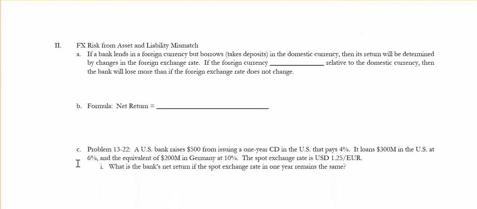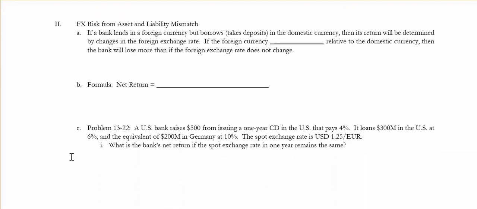Now, there are many ways in which a financial institution could be exposed to foreign exchange risk, but the thing that I really want to focus on for this course and in this chapter is the mismatch in currencies between assets and liabilities of primarily a commercial bank. So if a bank lends in a foreign currency but borrows, that is, takes deposits in the domestic currency, then its overall return will be determined by changes in the foreign exchange rate.